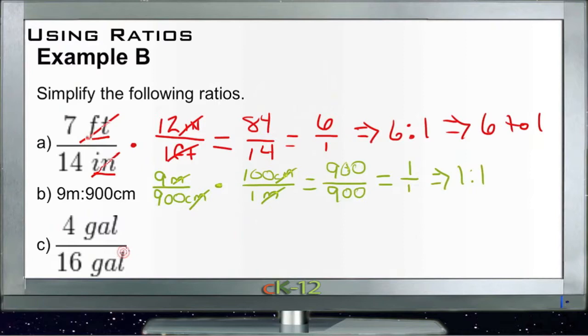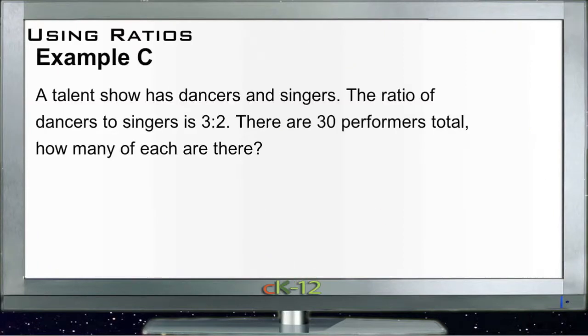And then finally, our third ratio here, we have gallons over gallons, so we can just cancel those directly. And then we have 4 out of 16. Well, 4 and 16 both divide by 4. So our last ratio here is 1/4, or 1 to 4. Cool. And then finally, example C.